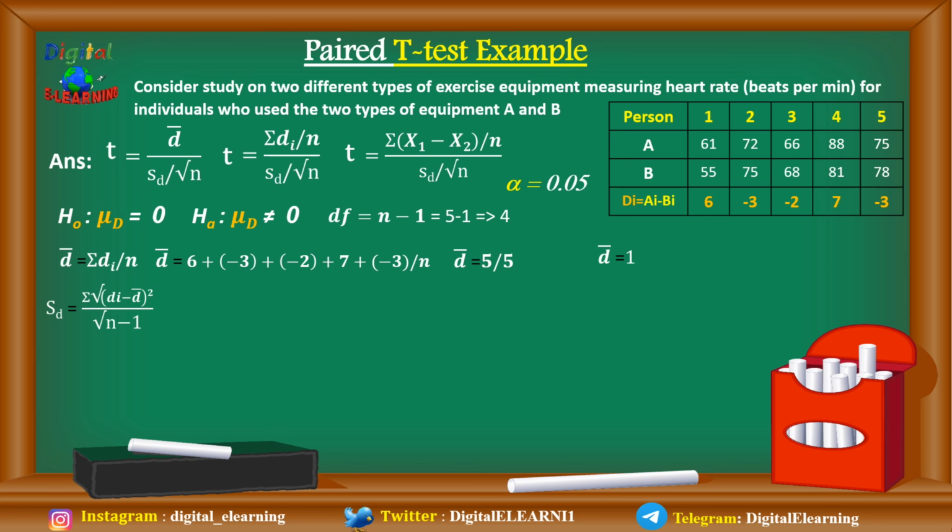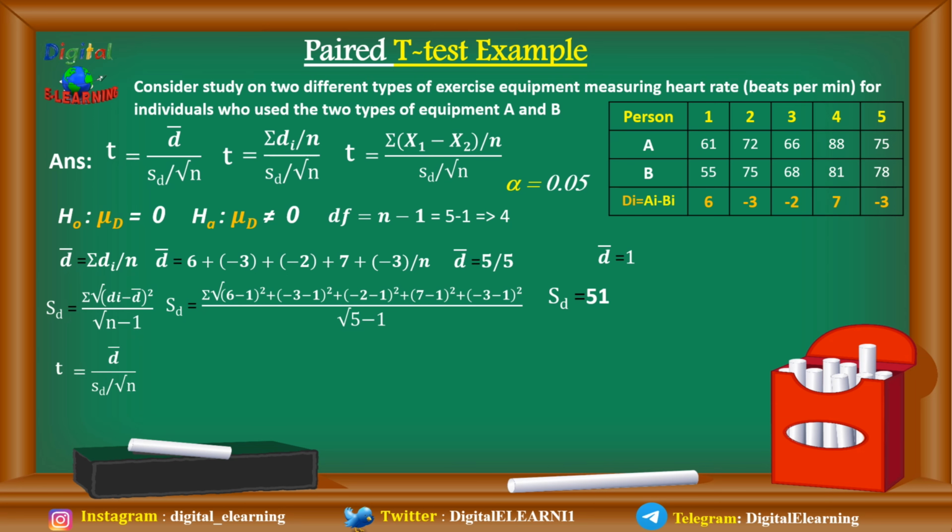You put this in the formula and add everything under the summation: 6 minus d bar whole square, plus minus 3 minus 1 whole square, and so on till the end, divided by the square root of 5 minus 1. So you get Sd as 51. You put this in the formula of t. D bar you already calculated above as 1, and Sd is 51 divided by 4, under root of 4. So you get the t statistic as 0.04.